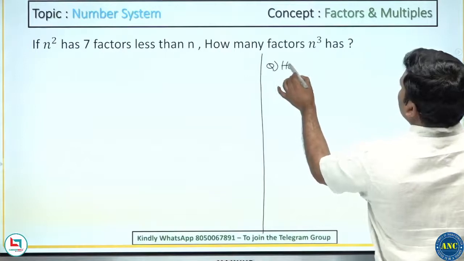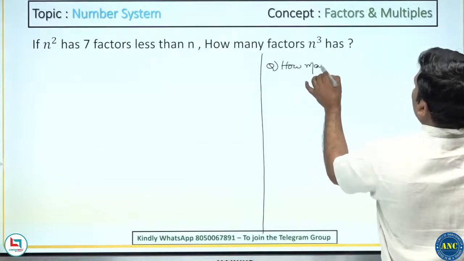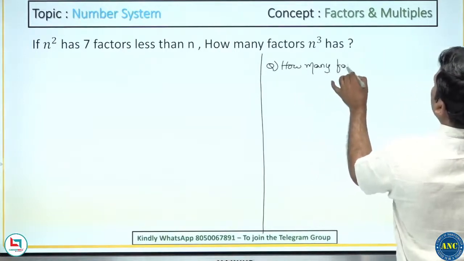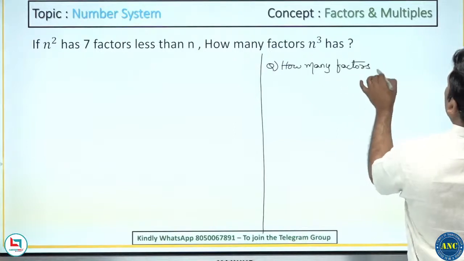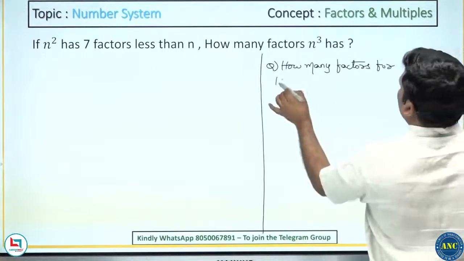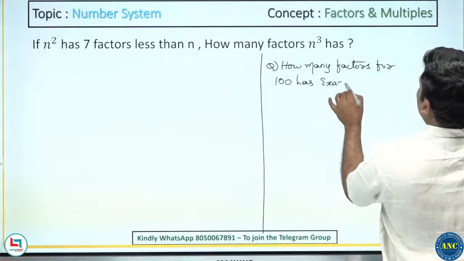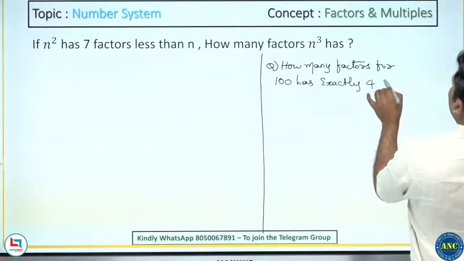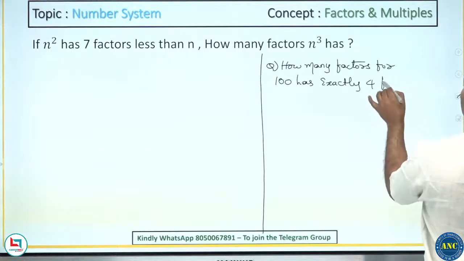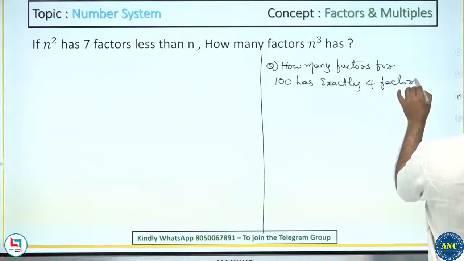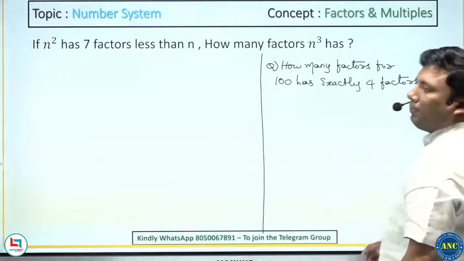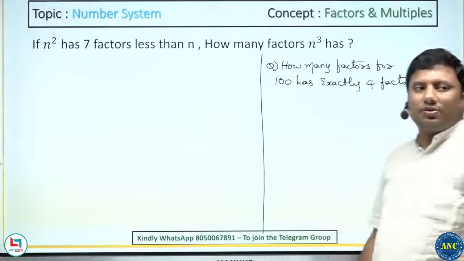How many factors of 100 have exactly 4 factors? Same model, one more sample question.